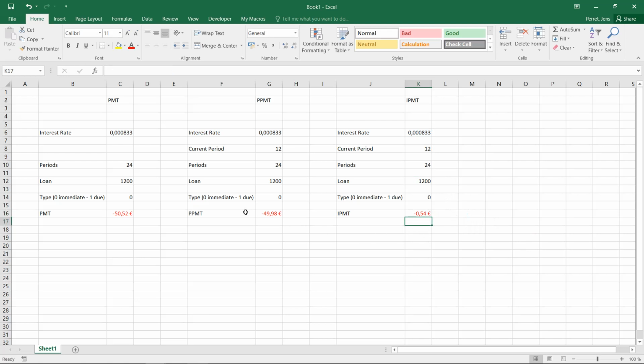Click OK and get this result. And if I look closely, I see that those two taken together make up here the monthly payment. This is the result after 12 periods, so that's in the middle.